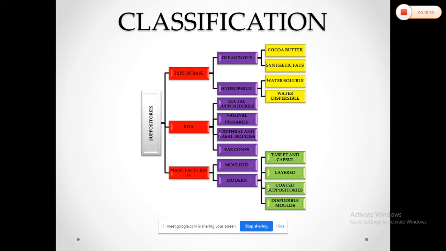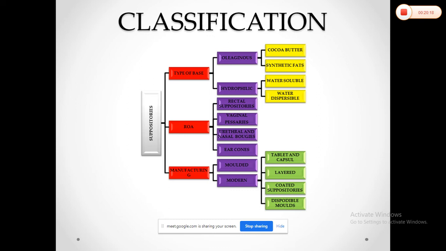So what are rectal suppositories? Rectal suppositories are meant for introduction into the rectum for systemic effects. These are generally made from cocoa butter and are available in various sizes to meet the needs of infants, children, and adults. For adults it weighs about 2 grams, and for children about 1 gram, for proper insertion into the rectum, so that it will not be uneasy to insert. For that purpose, the weight and size of your suppository has to be controlled.